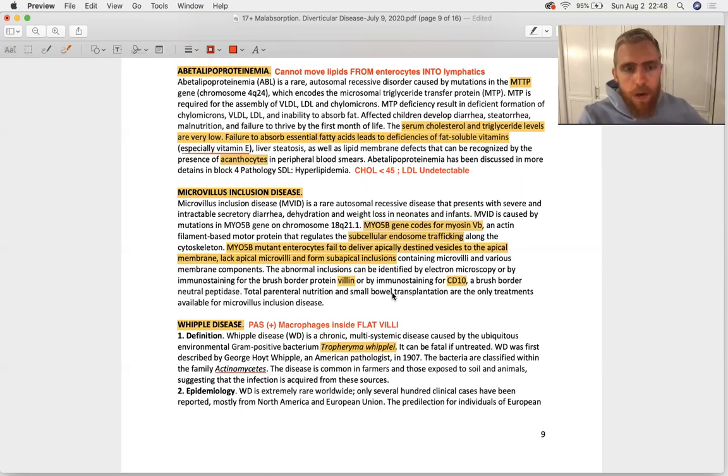Hypovitaminosis E is the most common vitamin deficiency in Abetalipoproteinemia. And as we saw earlier, you'll see acanthocytes that represent the dissolution of red blood cell membranes, and this can potentially lead to a hemolytic anemia. So amongst other things, you've got to supplement vitamin E.